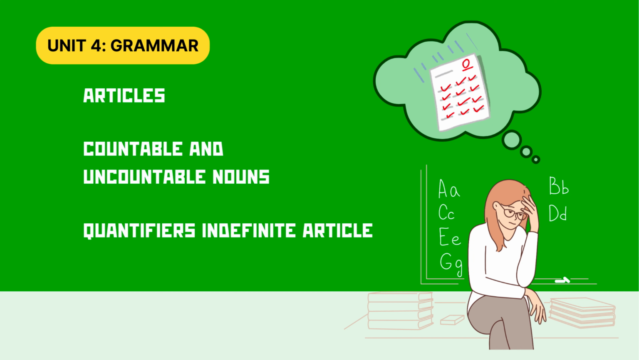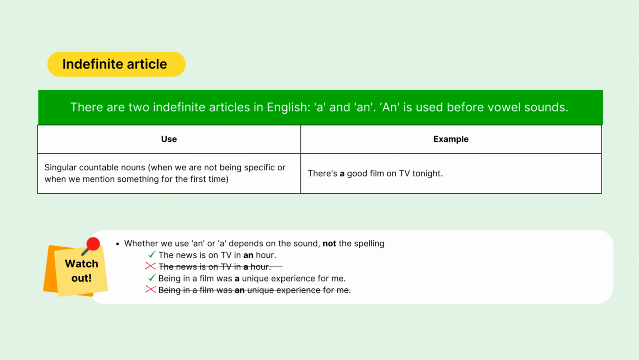Unit 4, Grammar. Articles. Countable and uncountable nouns. Quantifiers. Indefinite article. There are two indefinite articles in English, a and an. An is used before vowel sounds. Use: singular countable nouns, when we are not being specific or when we mention something for the first time.